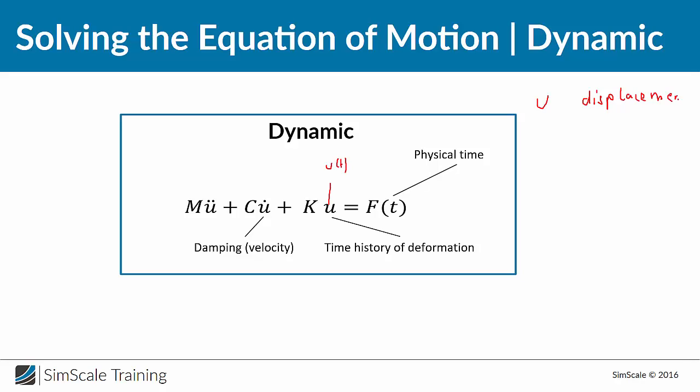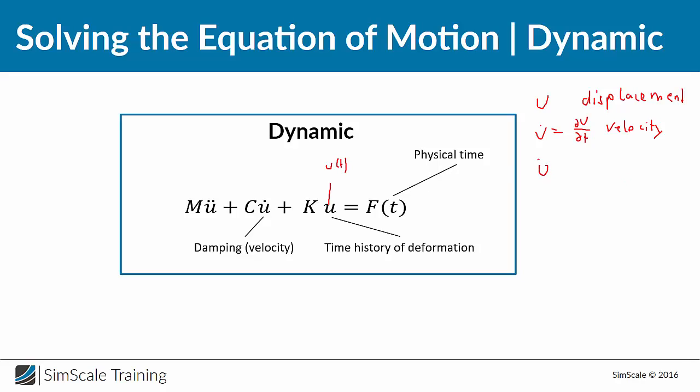And therefore, u point is u derivated by time, one time, and this is the velocity. And this c is the damping constant, and will give back us a force multiplied with velocity.